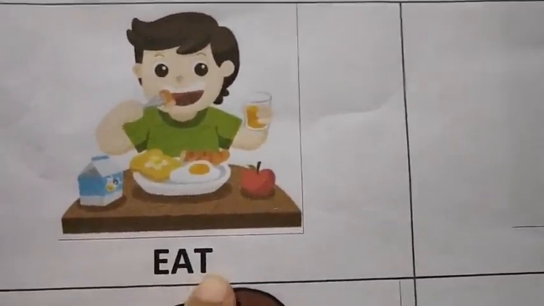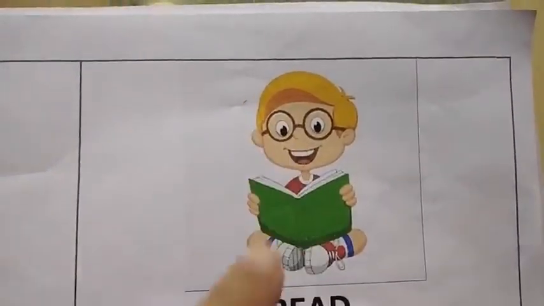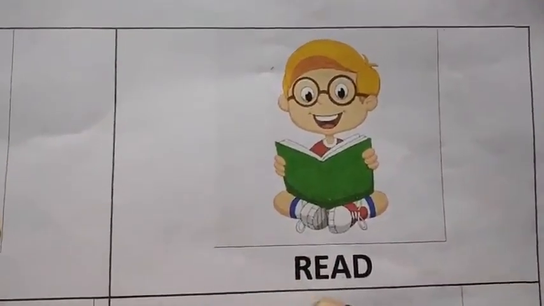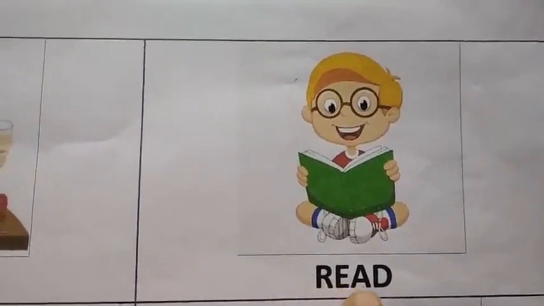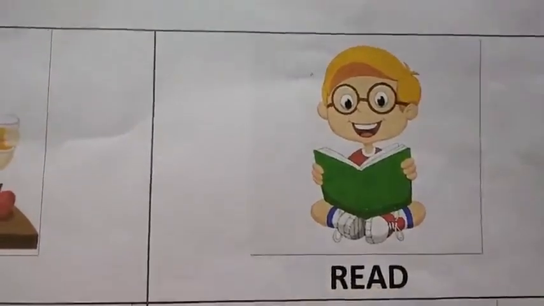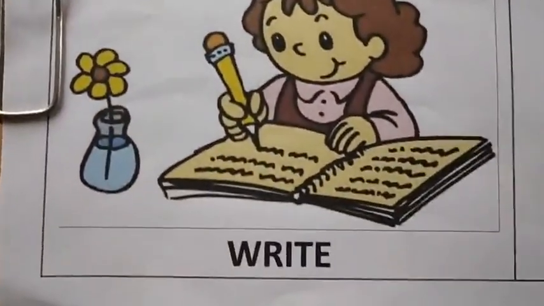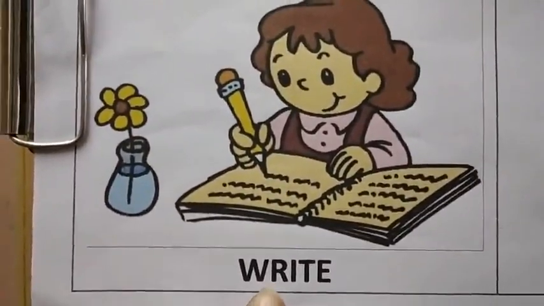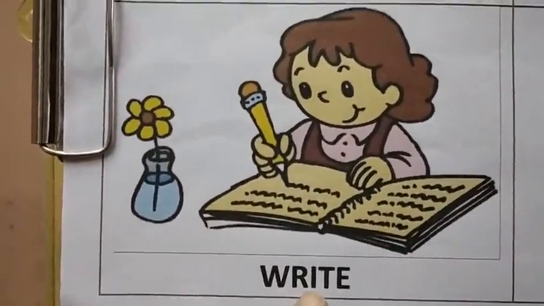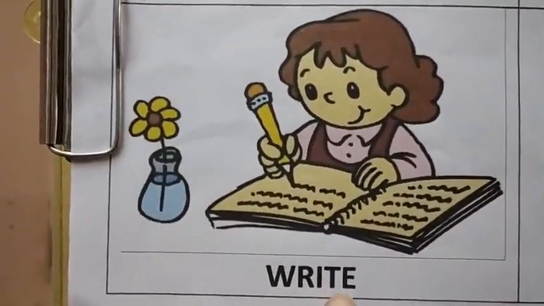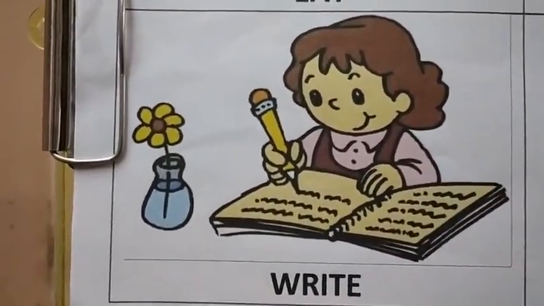In the next picture, what is the boy doing? He is doing some work. Here the verb is eat. E-A-T, eat. In the next picture, what is the boy doing? He is performing some action. Yes, he is reading. R-E-A-D, read, which is a verb. In the next picture, see boys, what is the girl doing? She is writing. W-R-I-T-E, the verb is write.